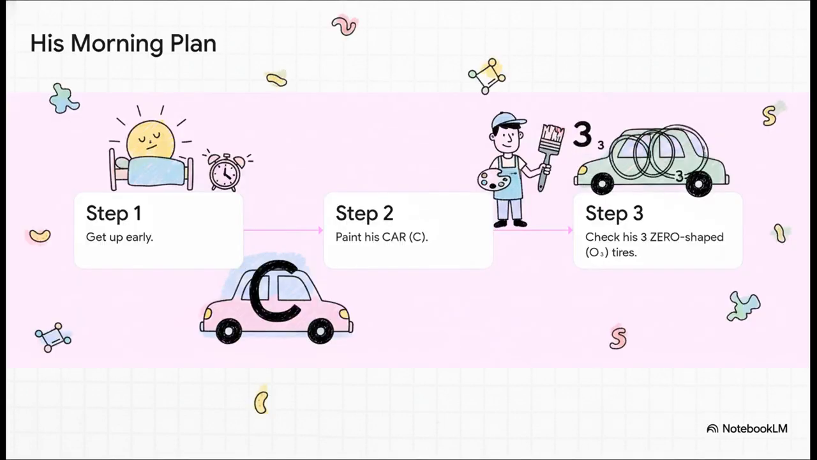So what's his plan this morning? Well, first, our one zinc painter has to go paint his car. That gives us a C for carbon. Simple enough. Next, he goes to check his car's tires, and this is where it gets a little weird. He doesn't have normal tires. He's got 3 giant zero-shaped tires. That's 3 O's, or O3. What a strange car, huh?